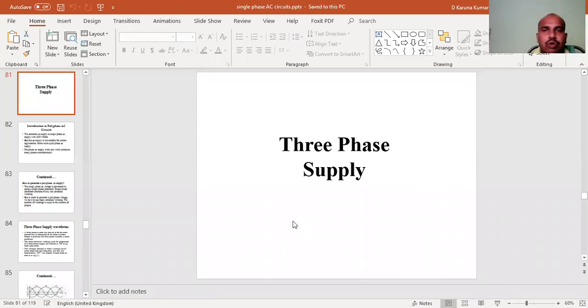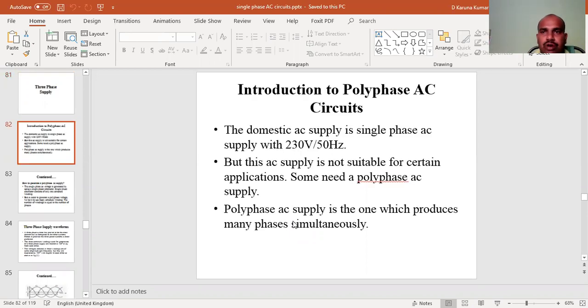Okay, good morning. Today we are going to discuss the three-phase balanced systems and voltage and current equations in delta and star connections. First of all, three-phase supply. Before going to this topic, what is the use of three-phase supplies? What is a three-phase supply? How to generate the three-phase supplies?